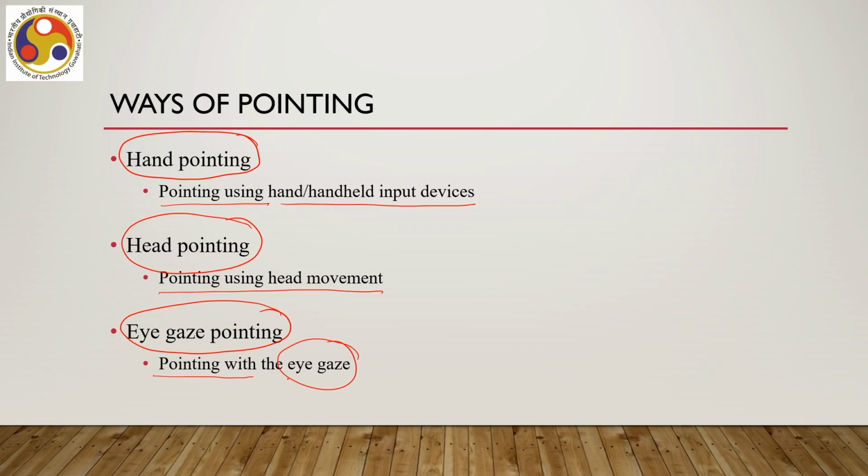So, either we can use our hand with some handheld controllers to extend the ray, or using head mounted displays we can directly use them to extend the ray and control it by head movements, or we can use an eye tracker device to track our eye gaze, and accordingly we can extend the ray into the distance using the eye gaze.